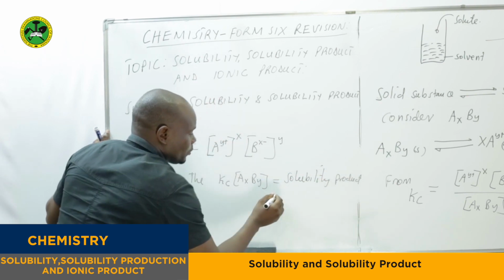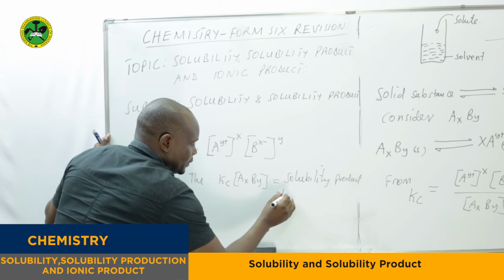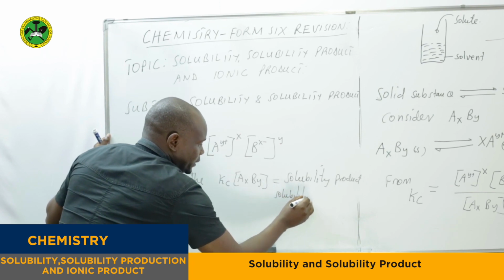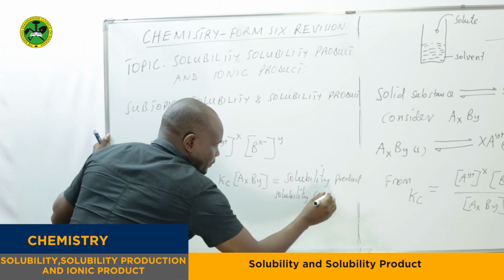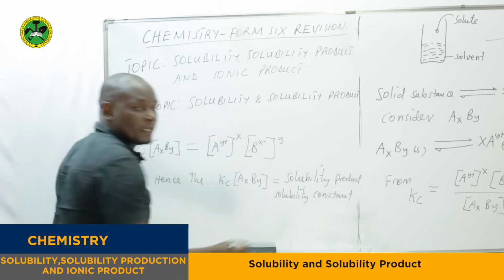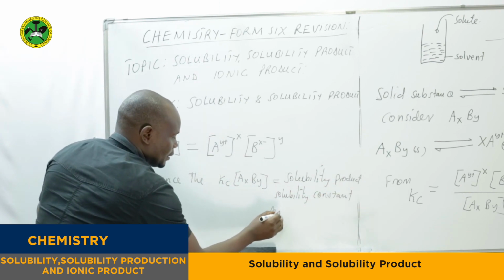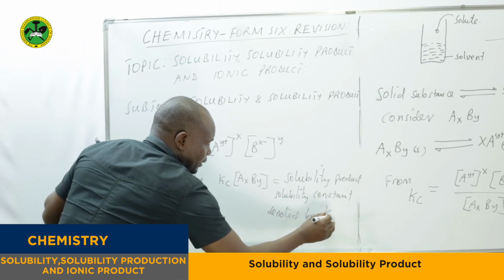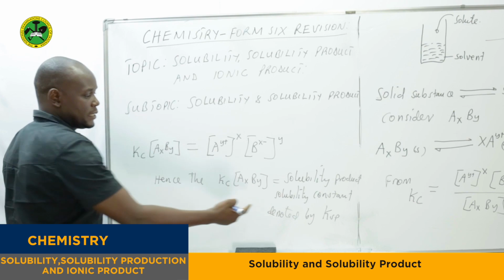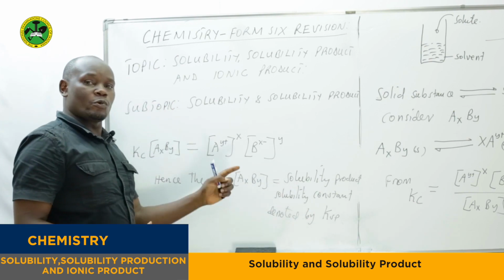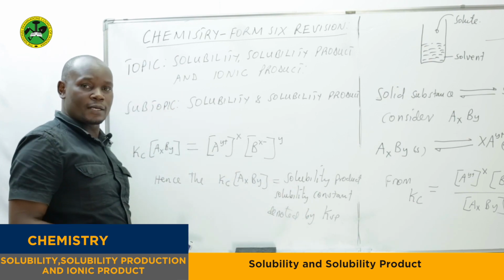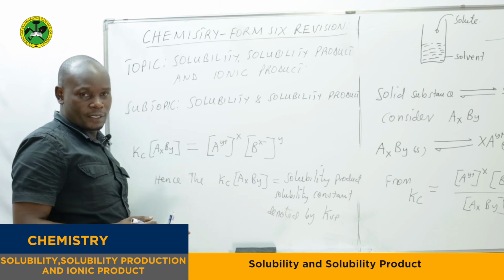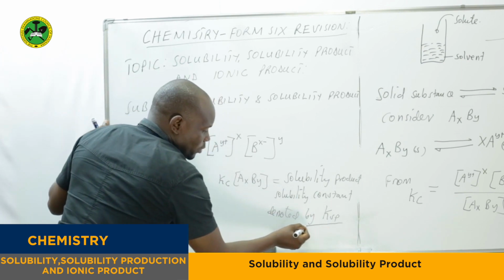Or in other way we also call it the solubility constant, and it is denoted by Ksp. So Ksp stands for the solubility constant of a sparingly soluble substance. So that is now our new constant.